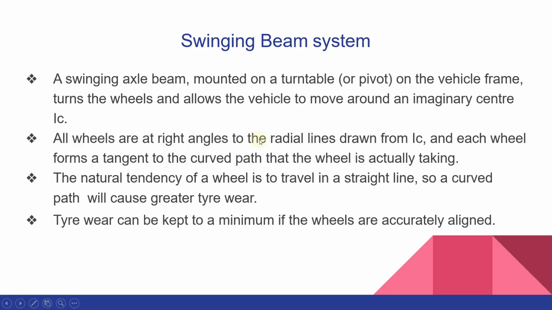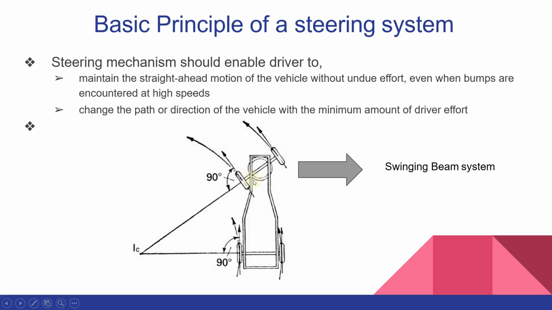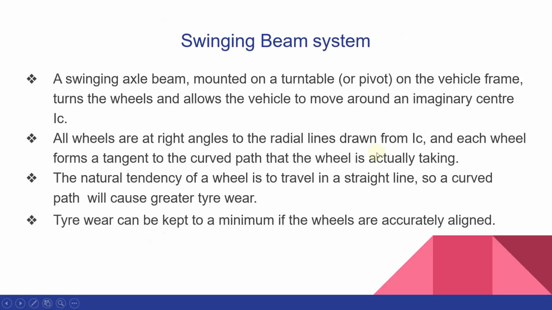All wheels are at right angles to the radial lines drawn from LC. That is, all the wheels are at 90°. If you are drawing a line from LC through here and also through here, you can see that both the angles are 90°.